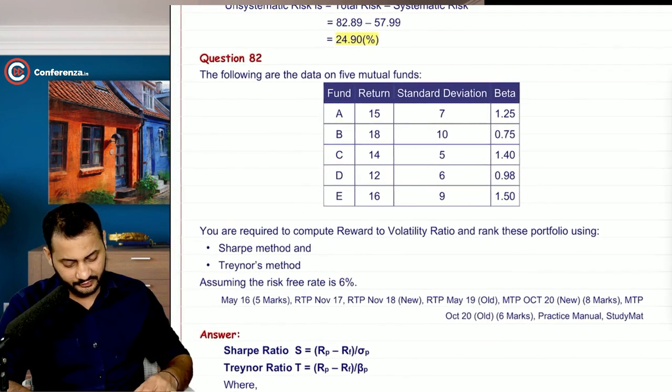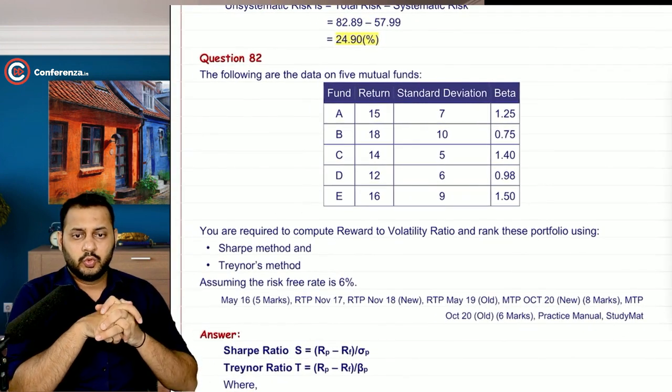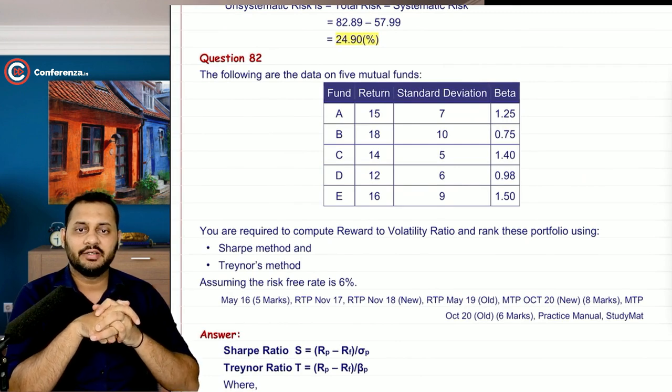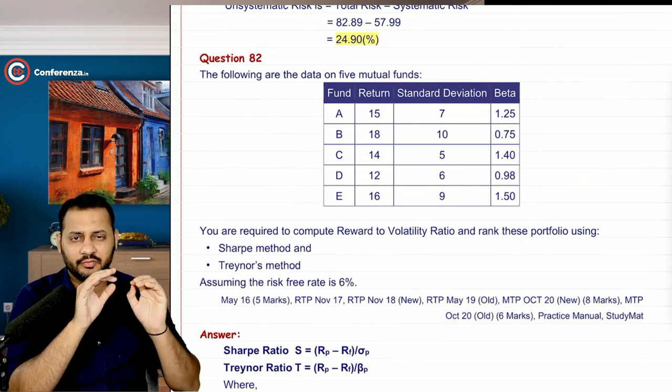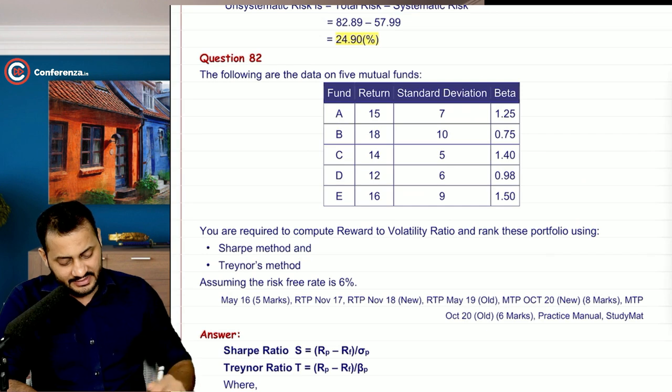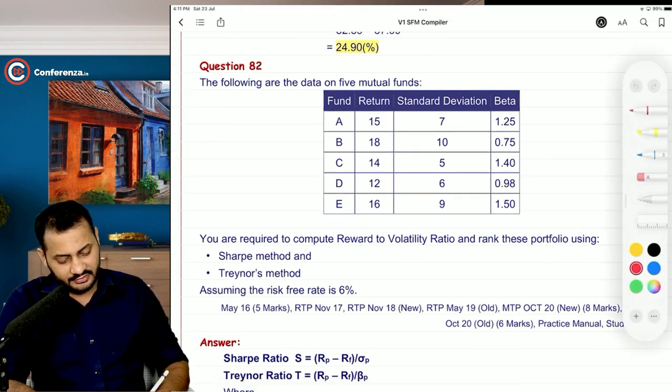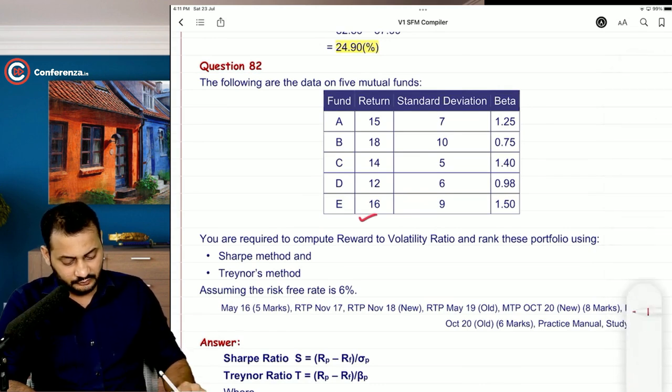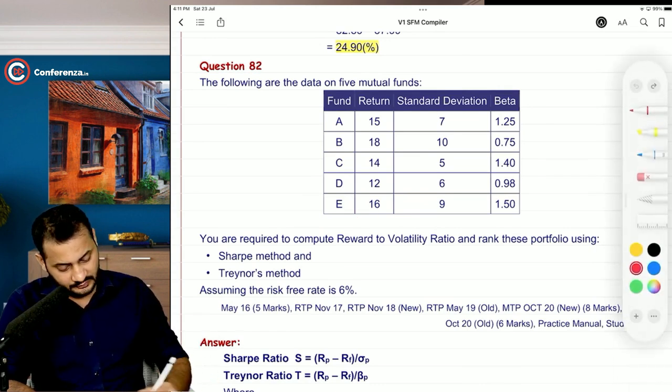Question number 82 in front of us. The following are the data on 5 mutual funds, and this is going to be very easy. A, B, C, D, E, 5 mutual funds. Returns are given to you. This is going to be actual return, RI. Standard deviation of I and beta I.